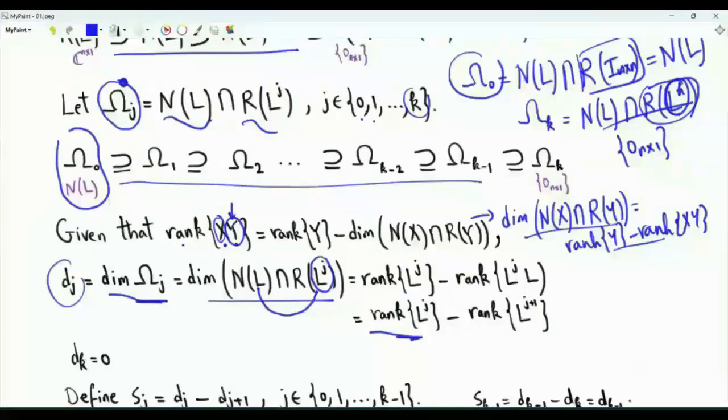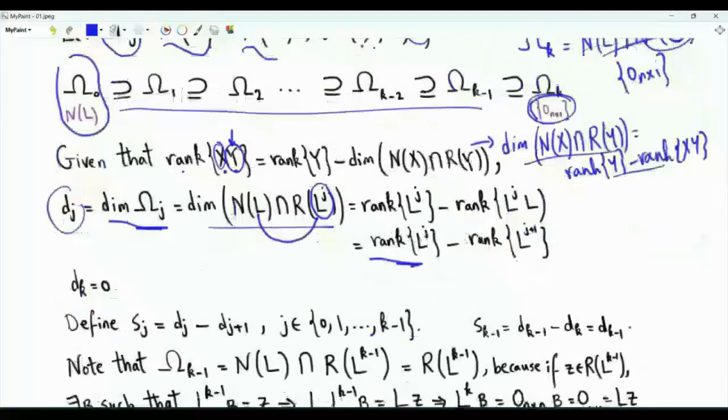Note that dk is equal to 0 because omega k is just the all zero vector. Define Sj to be dj minus dj plus 1. Note that sk minus 1, using this definition, is dk minus 1 minus dk, but dk is equal to 0, so sk minus 1 is equal to dk minus 1.